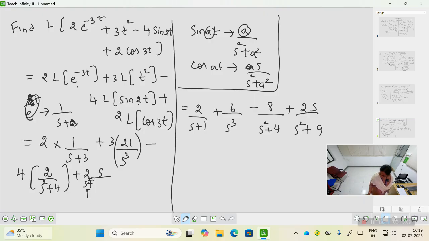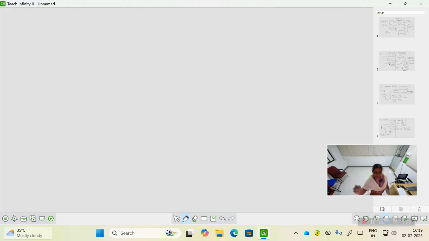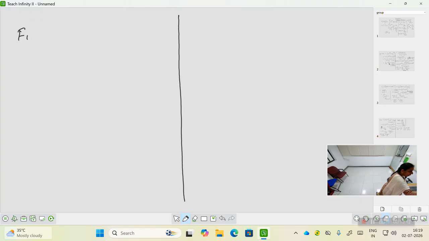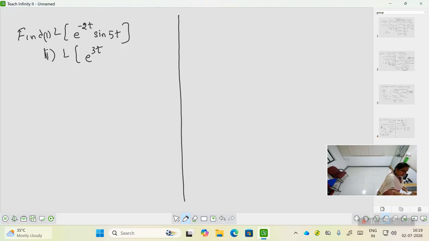Next problem. Next problem is this. Find the Laplace transform of e power minus 2t sine 5t, and this is the first problem, and second one is Laplace of e power 3t cos h 4t.